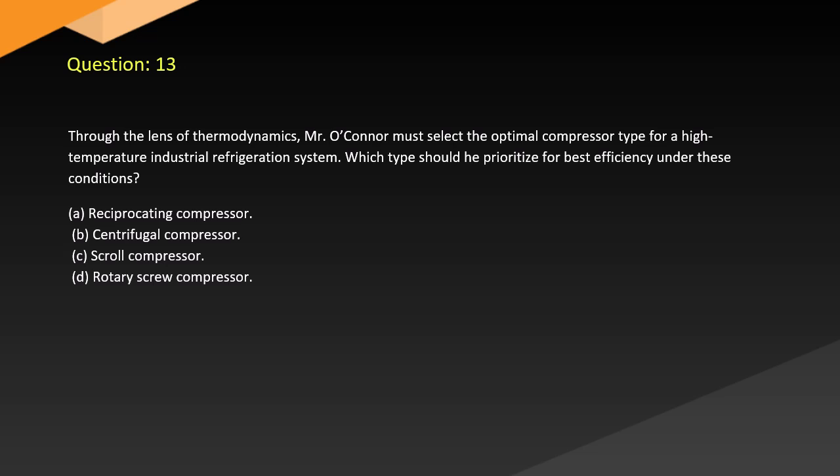Question 13. Through the lens of thermodynamics, HRConquer must select the optimal compressor type for a high-temperature industrial refrigeration system. Which type should he prioritize for best efficiency under these conditions? A. Reciprocating compressor. B. Centrifugal compressor. C. Scroll compressor. D. Rotary screw compressor.